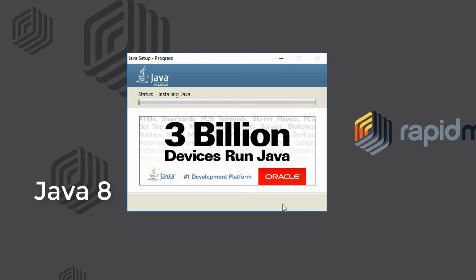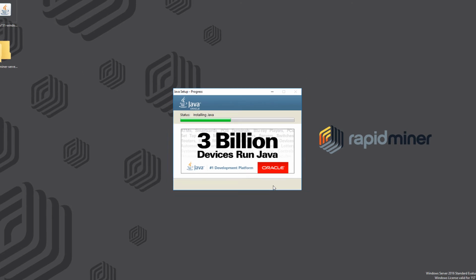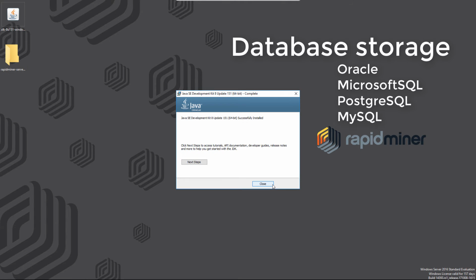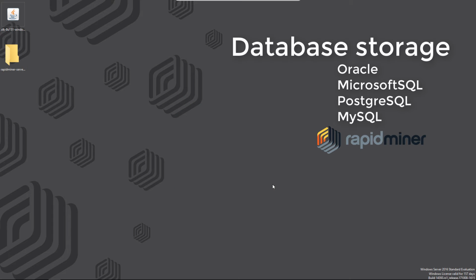While the installation of Java is completing, we can now turn to the database part. We recommend to use either Oracle, Microsoft SQL, PostgreSQL, or MySQL for the RapidMiner server schema. Note that for MySQL, in case you run it on a Windows machine, you will need to also download the JDBC driver, and make sure to set up Microsoft's Visual C++ 2013 and 2015 redistributables, as well as the Visual Studio tools for Office runtime.